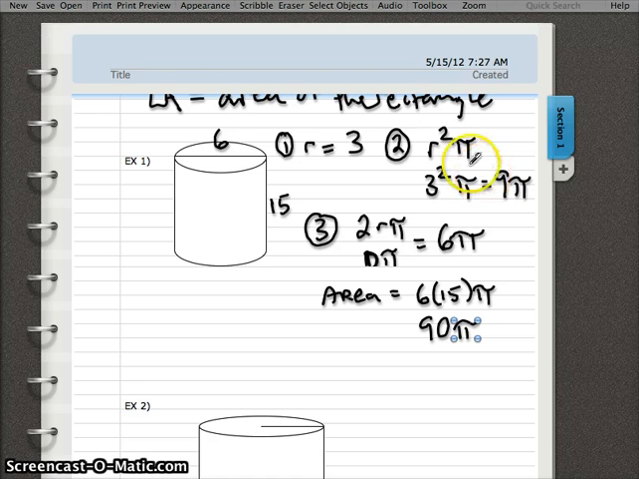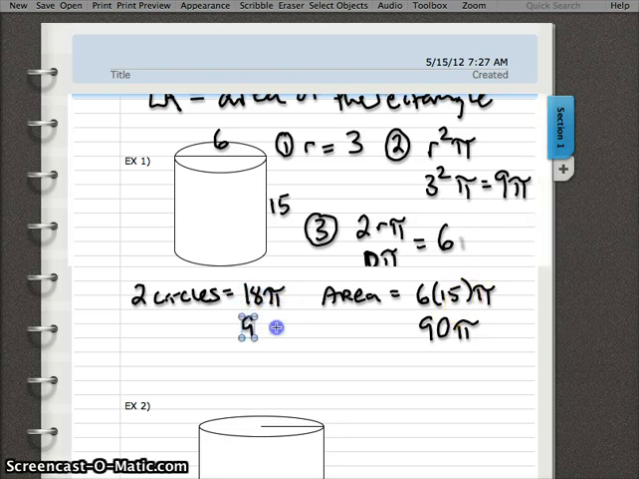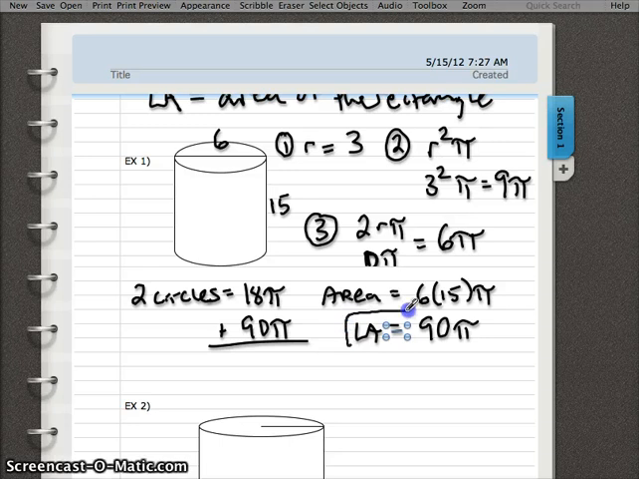So we found the area of one circle. Let's double that for 2 circles, right? Let's do it over here. 2 circles would have an area of, double this, 18 pi. And we got 90 pi as the area of our rectangle, sorry. So total area, real quick, let's just say that's our lateral area. Circle it in case that's what we were asked to find.